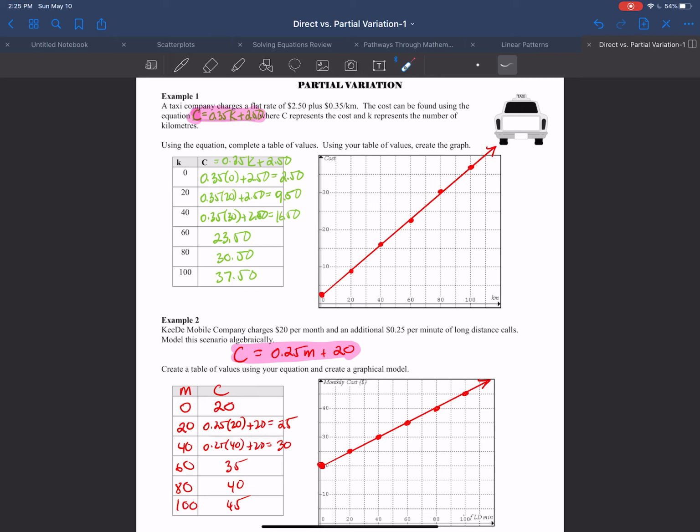Next thing we look for is the coordinate 0, 0. If I have the coordinate 0, 0, that means it's direct variation. But here I have 0, $2.50, or here 0, 20. So as soon as you don't have 0, 0, that's going to be partial variation. The last thing is the graph. If it doesn't go through the origin, it's partial variation.